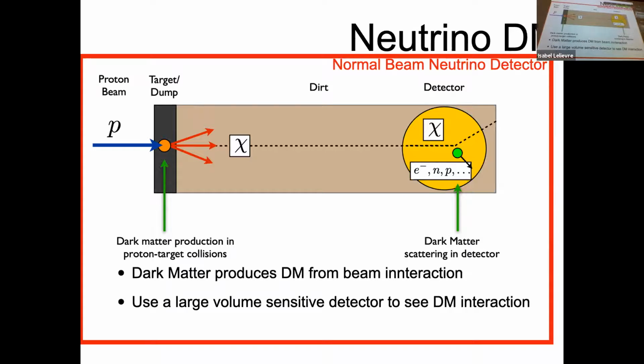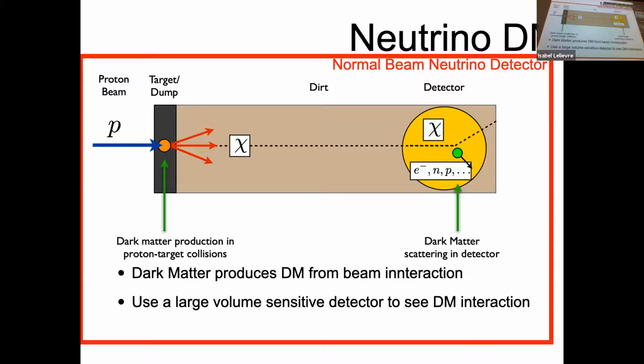Yeah. What's the material in the detector? What's it scattering off of? It could be whatever you use your neutrino detector for. So I'm going to show you bounds of MiniBooNE, which is liquid argon. You can imagine using T2K for this. You can imagine just picking a big neutrino detector that has a beam fired at it and using it.